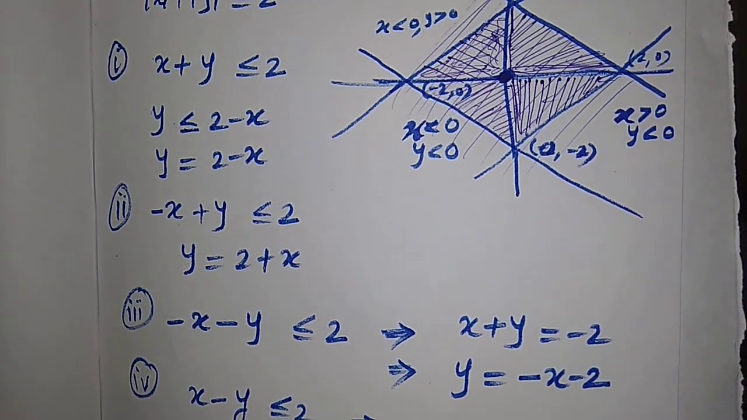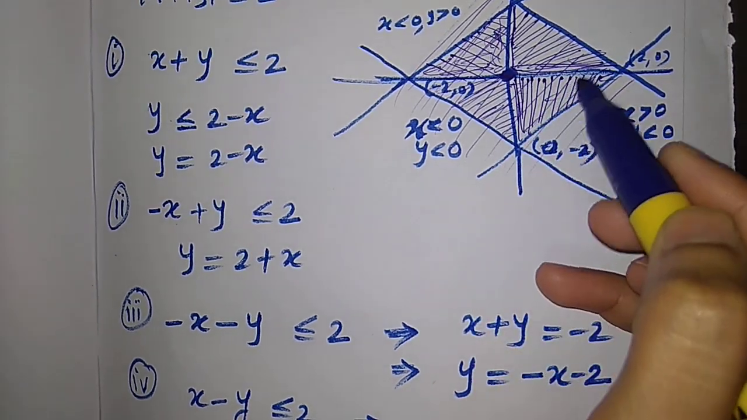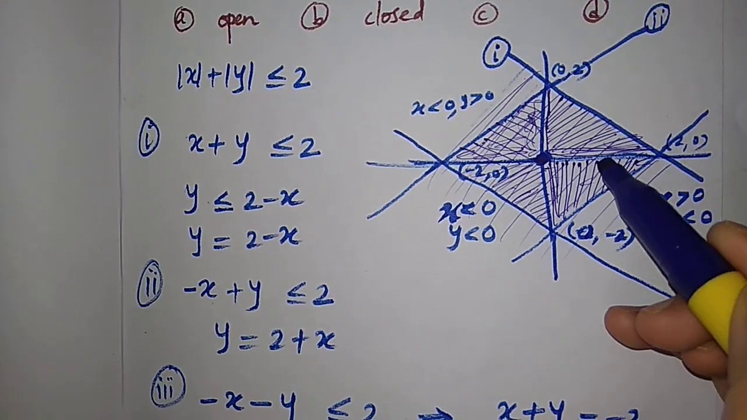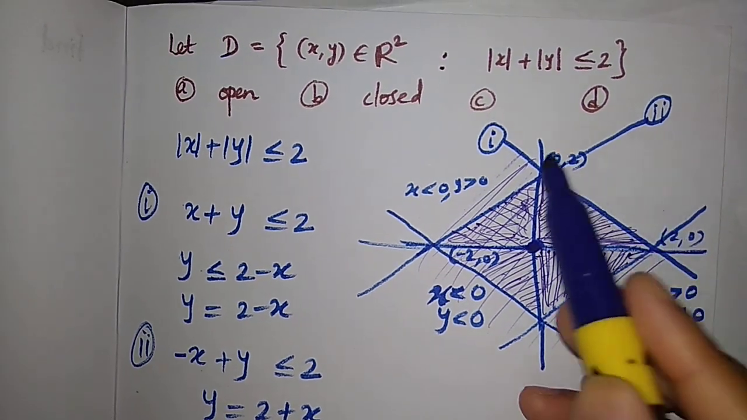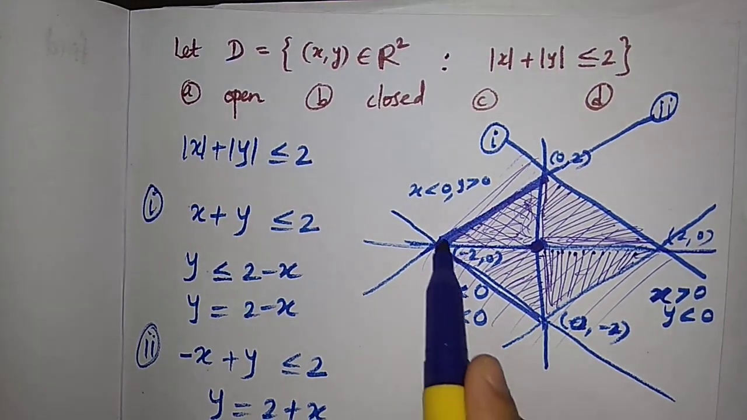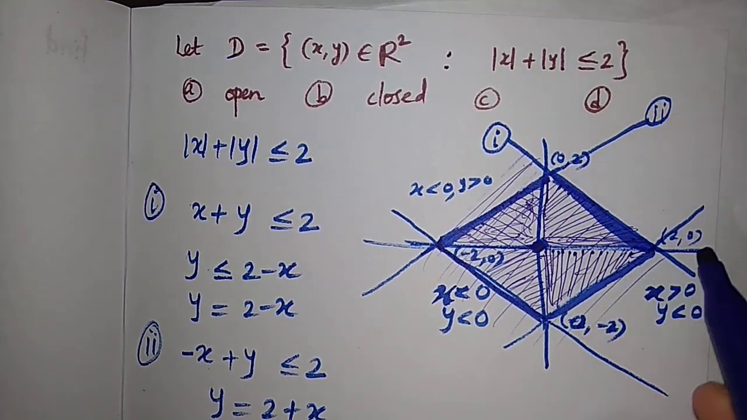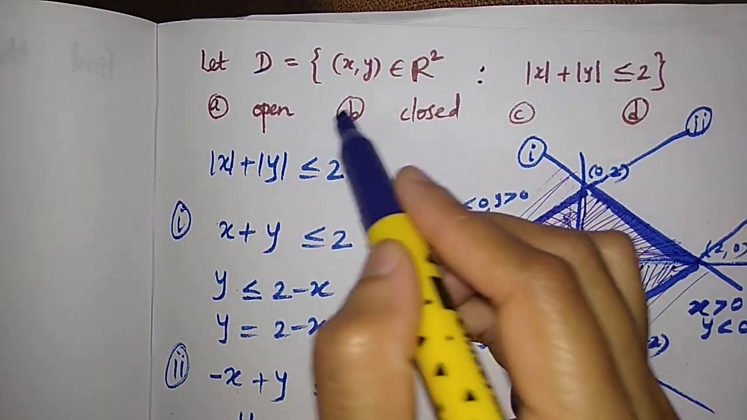Now from this diagram, the shaded region is the set D. So now this region also includes these boundaries. So this is a closed region in R2 and hence this set D is a closed set.